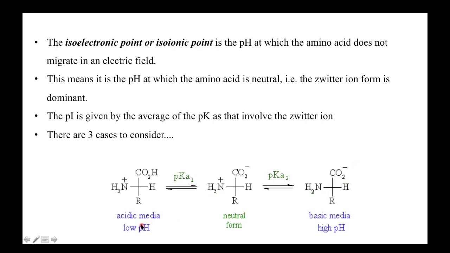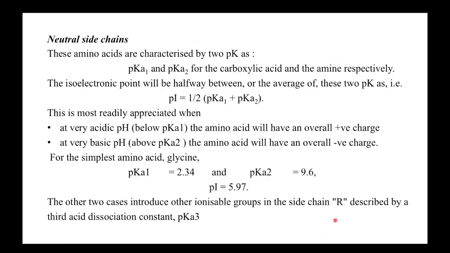Thus, if it is a neutral one, its pI value is, say, 5. If the pH is 2, since it is a lower pH, pI is greater than pH, so the medium is acidic, it is positive, and it moves towards the cathode. If the pI is 5 and the pH value is higher, say around 7 or 8, it is a basic medium, and hence it will be negatively charged and move towards the anode. Okay, let's move to the next slide.